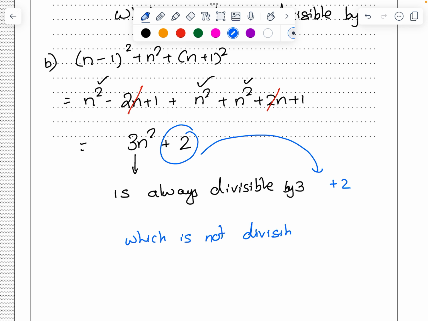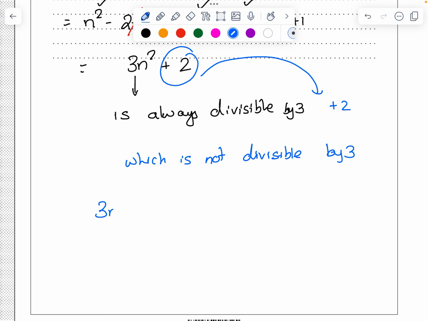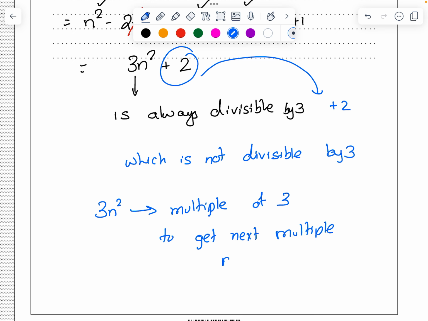Because you get a multiple of 3. So 3n square will be a multiple of 3. To get the next multiple of 3, we need to add 3. But we are adding only 2. So therefore, this is not divisible by 3.